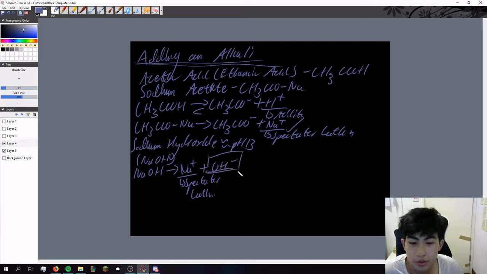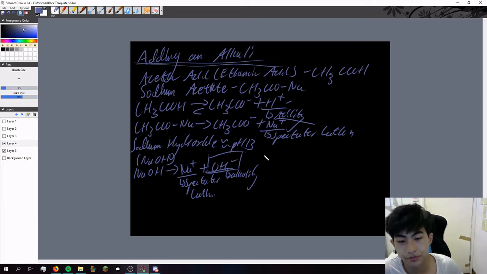Now, this is really important because this is what defines alkalinity. We know that H plus defines acidity, as given here. We know that OH minus defines alkalinity. These actually come together to form water, H plus and OH minus, which results in neutrality. We know water has a pH of 7, rendering it neutral.